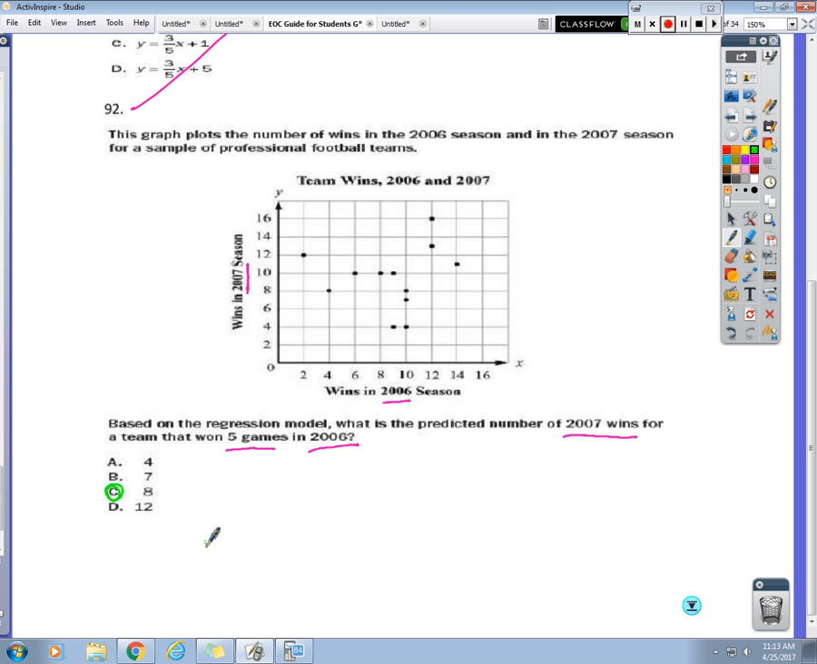It's 8. C. Let's talk about why. If you go to 2006, pay attention, we're almost done. You just have to focus a few more minutes.